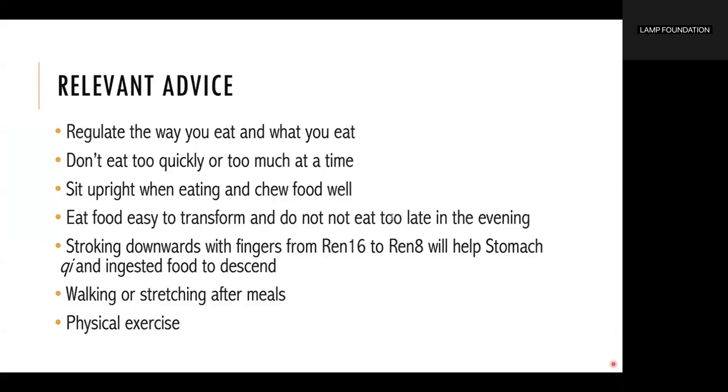It is crucial that a person with food stagnation regulates the way they eat and what they eat. They should not eat too quickly or too much at a time. They should sit upright when eating and chew their food well. They should eat food that is easy to transform, and they should not eat too late in the evening. Stroking downwards with the fingers from REN 16 to REN 8 will help stomach Qi and the ingested food to descend. Walking or stretching after meals is recommended. Physical exercise in general will be beneficial.